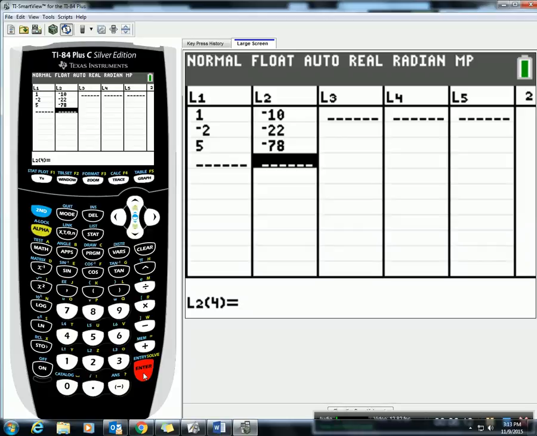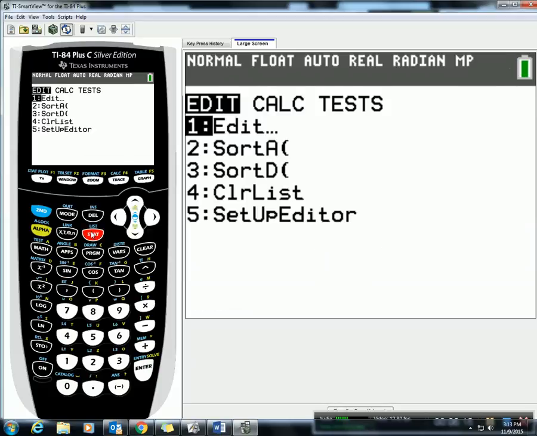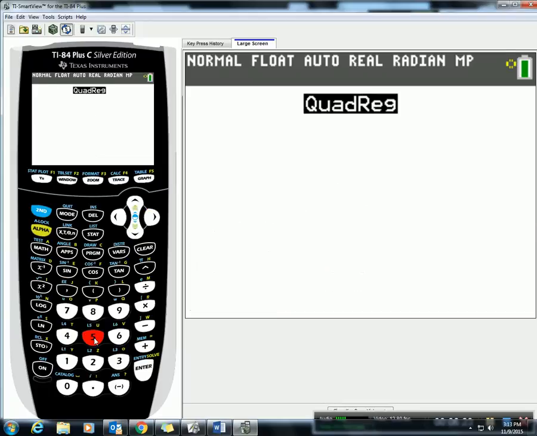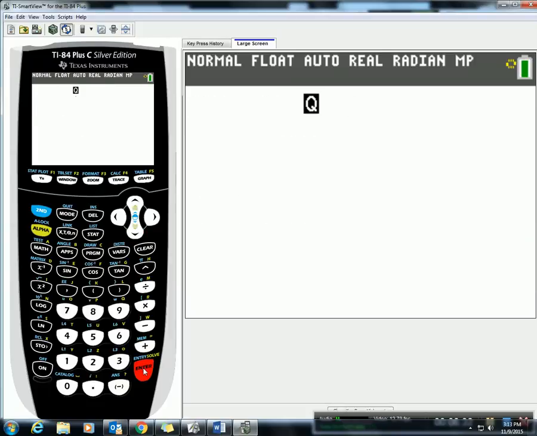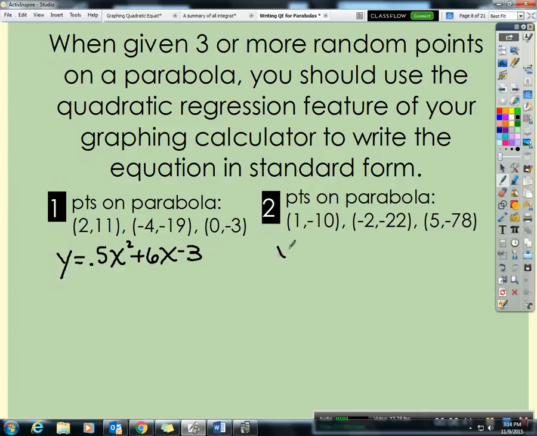Once you have your data entered, go back to your stat menu, and you're ready to tell the calculator, okay, calculate, do something with the data I entered. So quadratic regression is choice 5. Again, if you've got the old operating system, it ought to just do it. If you've got the new operating system, come down to calculate, and there it goes. So y equals -3x squared plus x minus 8.